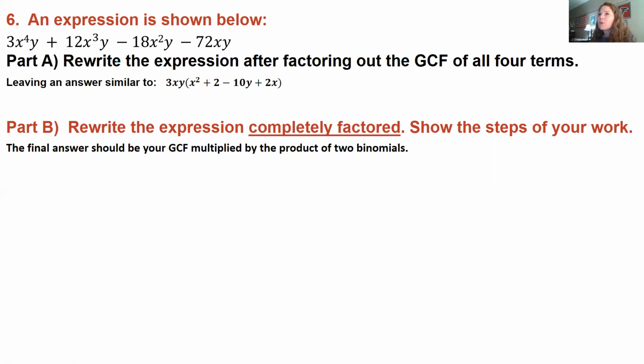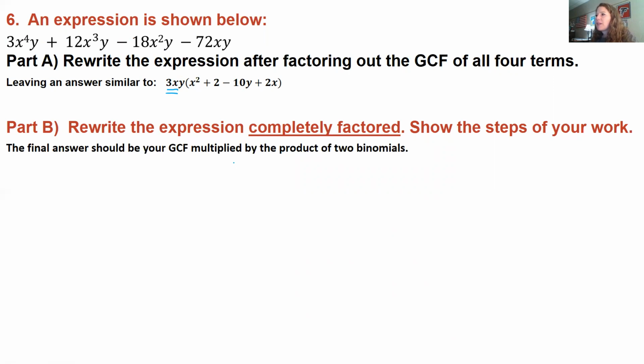All right, so it says rewrite the expression after factoring out the greatest common factor of all 4 terms. So it even gives me an example. For example, have your greatest common factor outside here and all 4 terms left inside. So what can I divide 3 and 12 and 18 and 72 by? I can divide them all by 3.